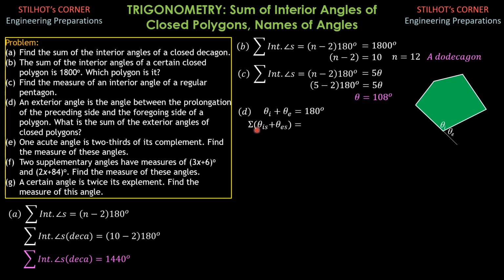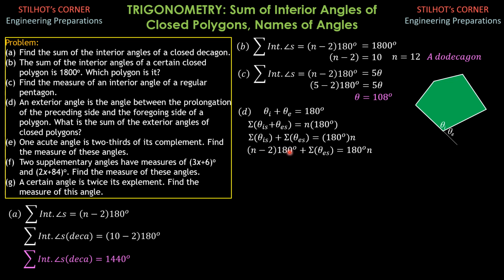So the summation of the quantity theta interior angles plus theta exterior angles is n times 180 degrees. Let's break this into the summation of interior angles plus the summation of exterior angles equals 180 degrees n. We are interested in the summation of exterior angles. The summation of interior angles is n minus 2 times 180 degrees, plus the summation of exterior angles equals 180 degrees n.